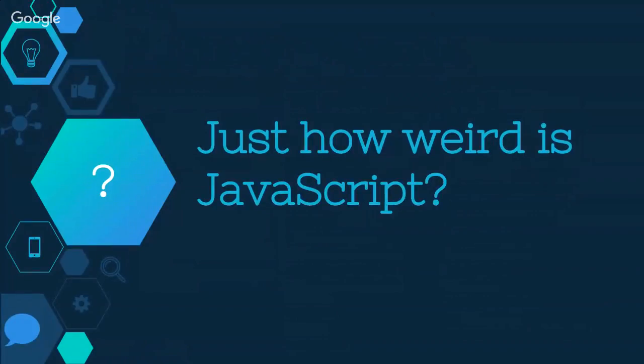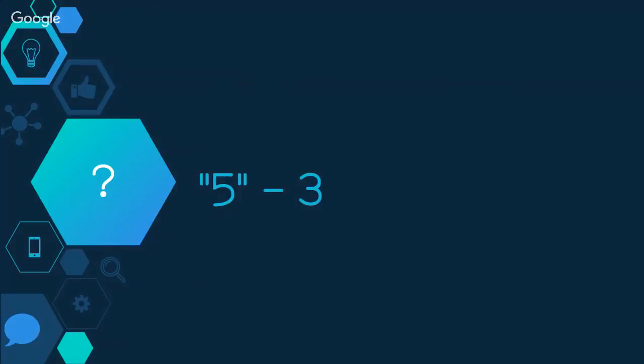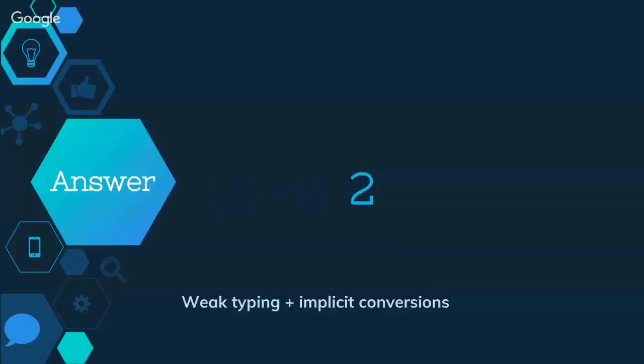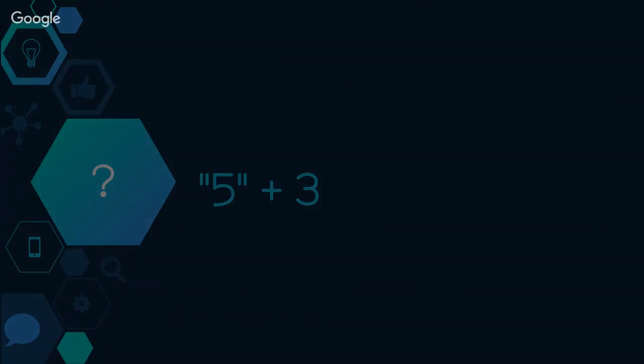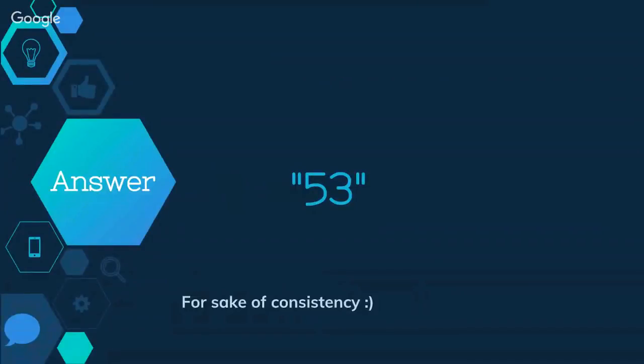So how weird is JavaScript? We got a string minus a number, right? Not bad. So that's going to give you some sort of error, right? Nope. Due to weak typing, implicit conversions, all that dirty stuff that JavaScript does, it'll just go ahead and do the math, even though you have a string and a number, right? Okay, for sake of consistency, though, this is going to do what? 8, right? No. It concats them. So it thinks plus is kind of overloaded, right?